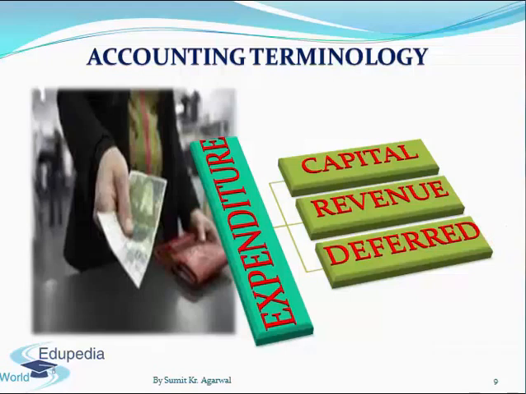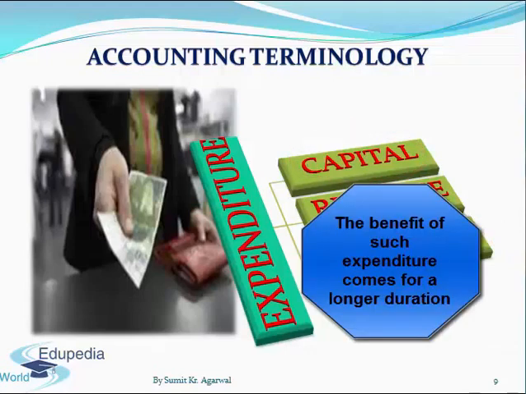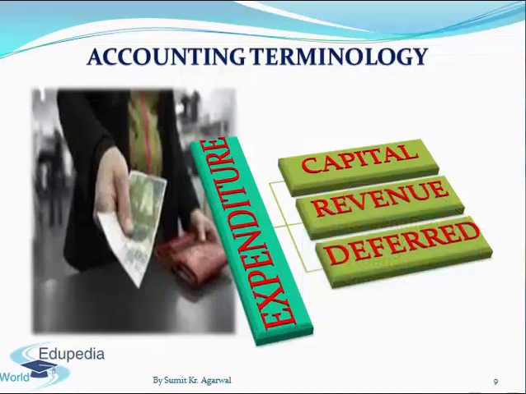Let's understand what's capital expenditure. It is expenditure the benefit of which comes to us for longer duration or for more than a year or so. This type of expenditure is done for major value addition to the business, like buying new land for the business, new machines for the business, the benefit of which will come to the business for a longer period, more than a year. When we spend for the expansion of business, it is known as capital expenditure for the business.